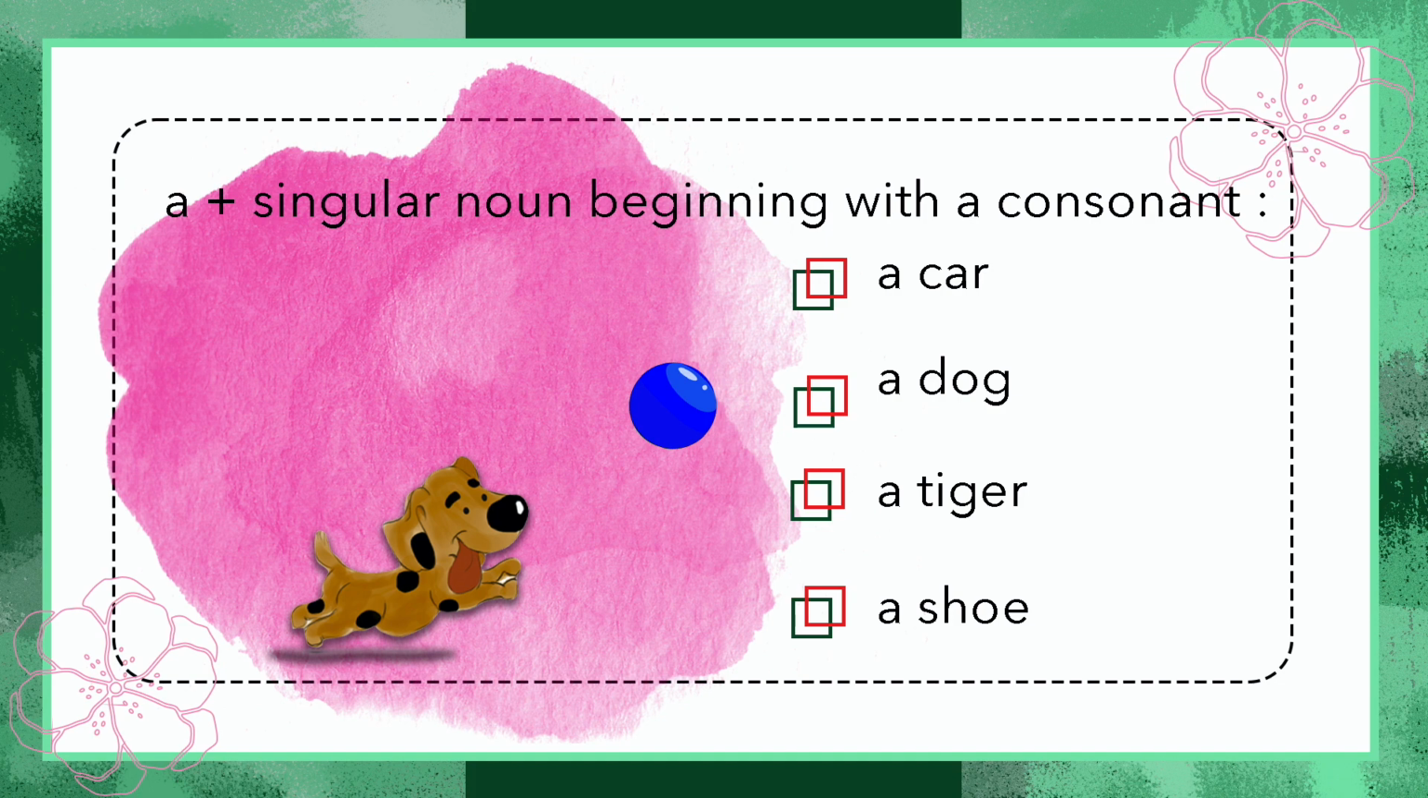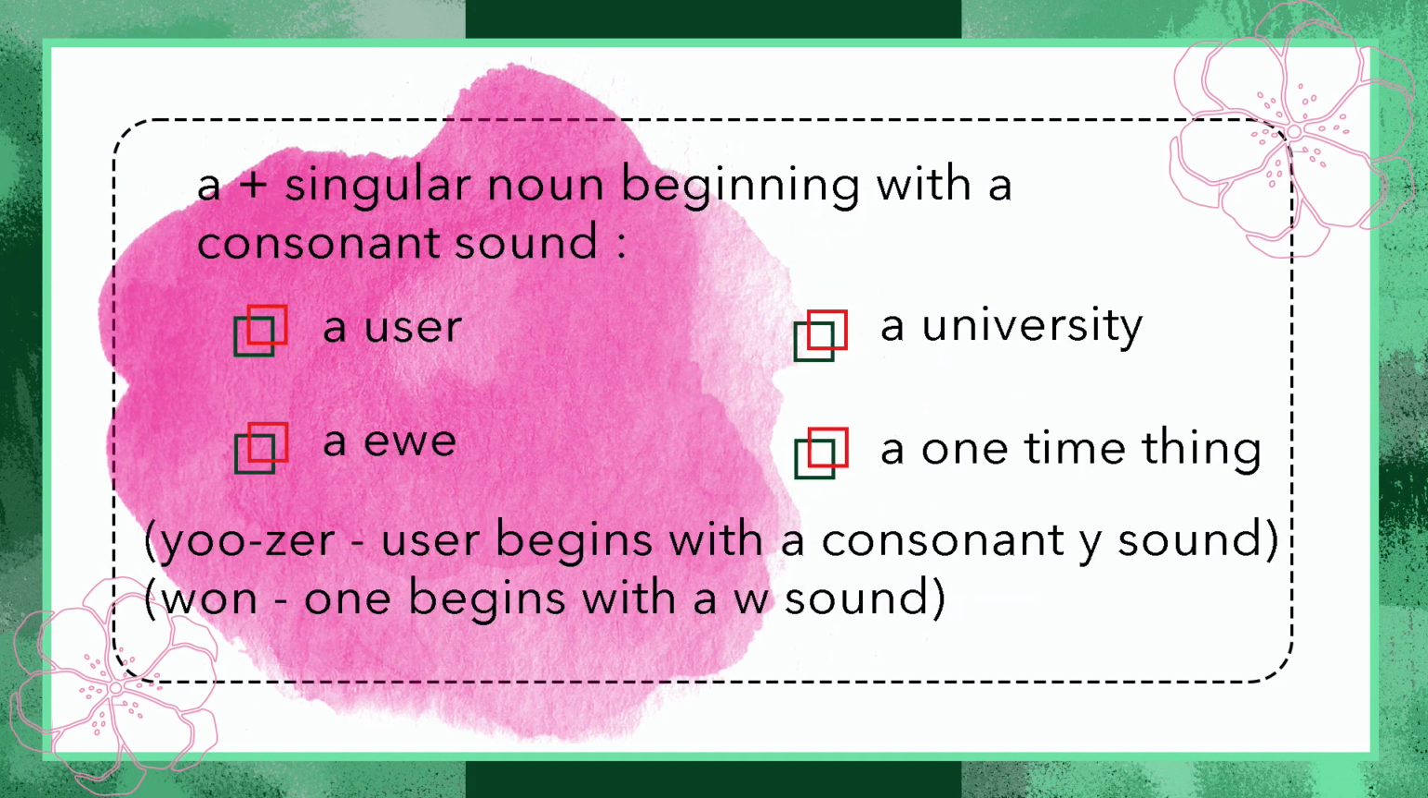A plus singular noun beginning with a consonant. A car, a dog, a tiger, a shoe. A plus a singular noun beginning with a consonant sound. A user, a university, a one-time thing.